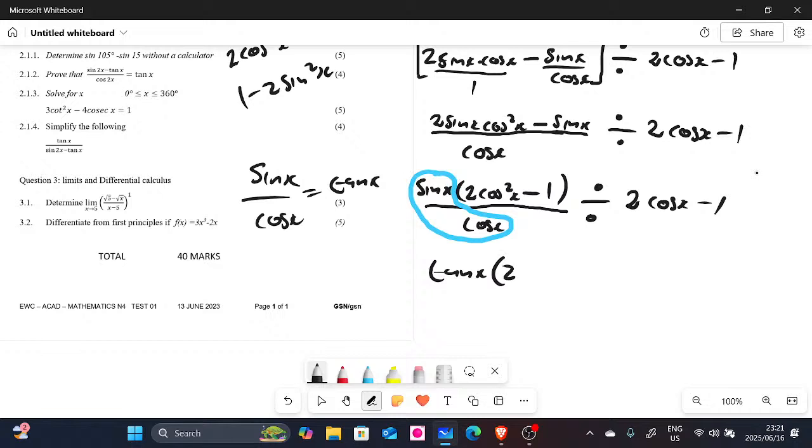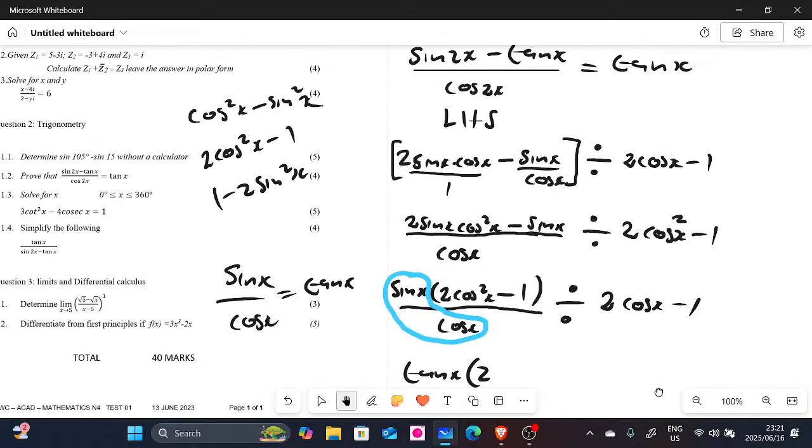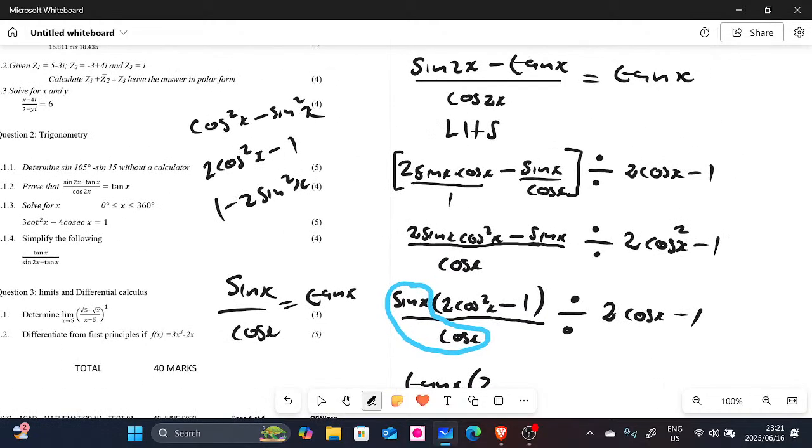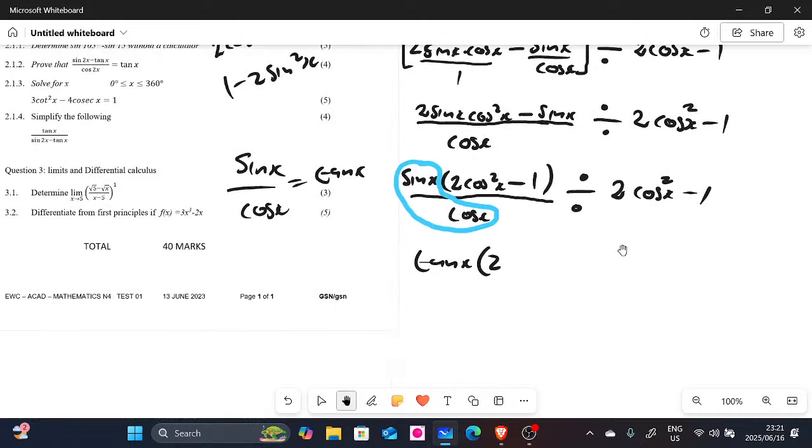Oh, I forgot to put squared here, guys. When I changed this, I forgot to put squared. Please remember, this here is the same as that one there. Be very careful before we get lost. Are we still together? I hope you're not confused.